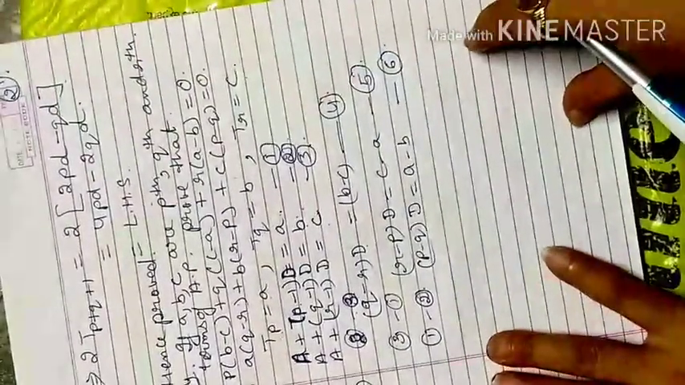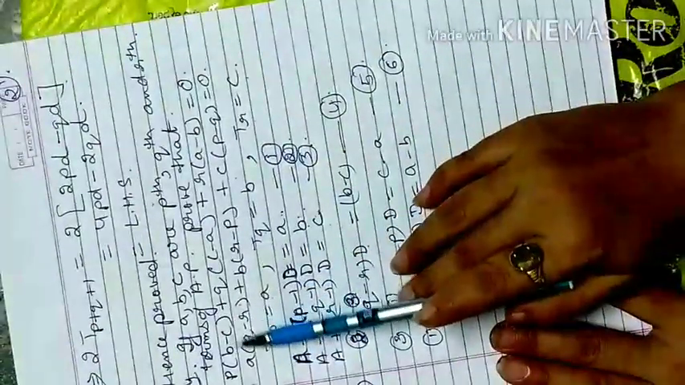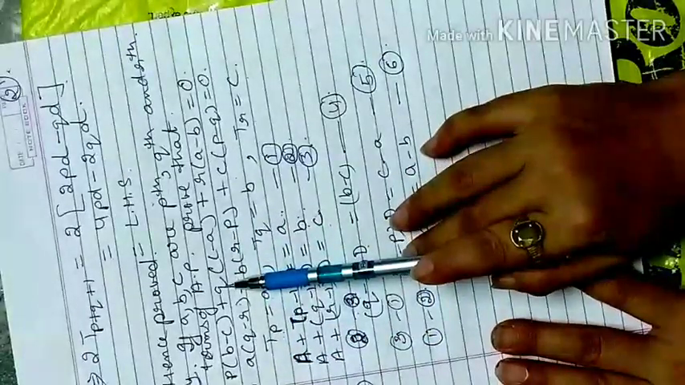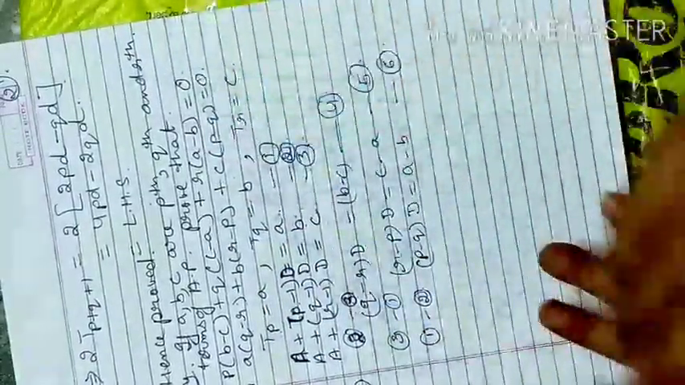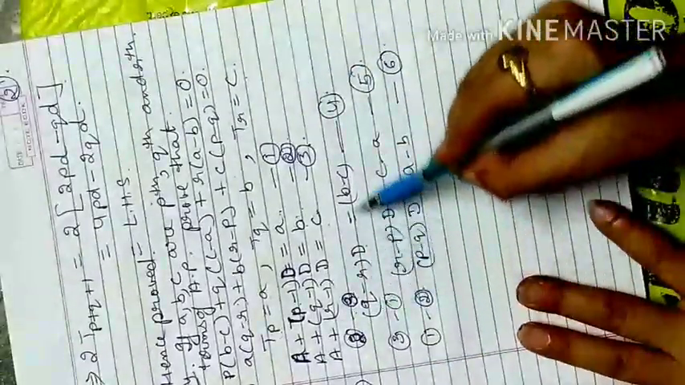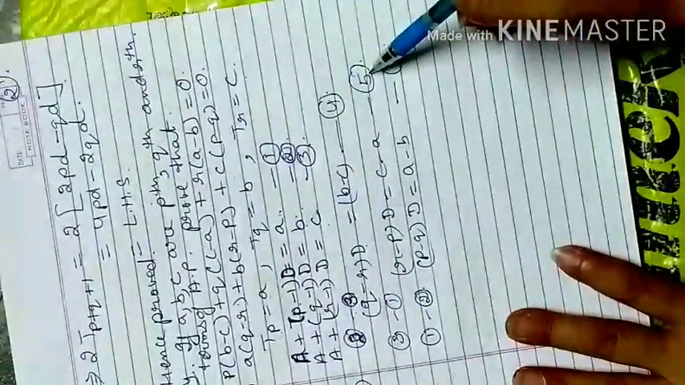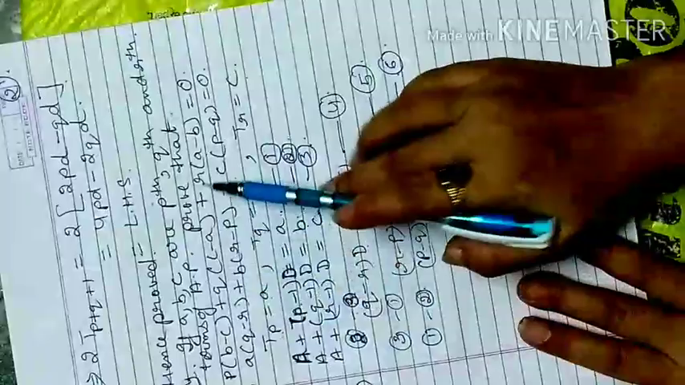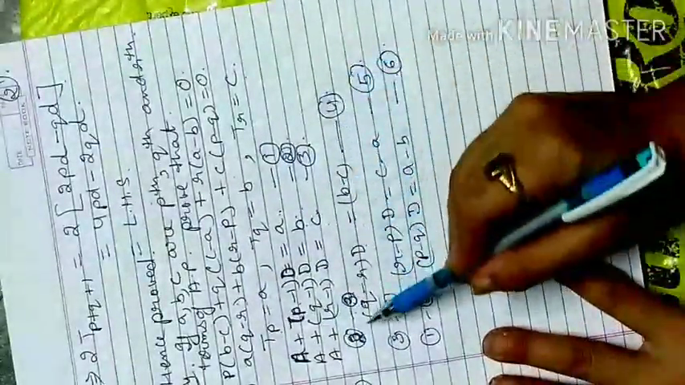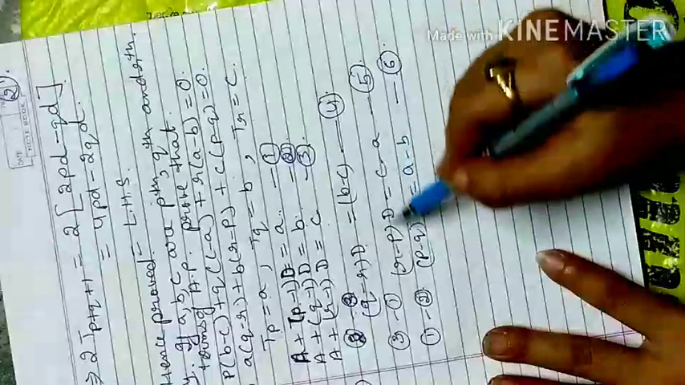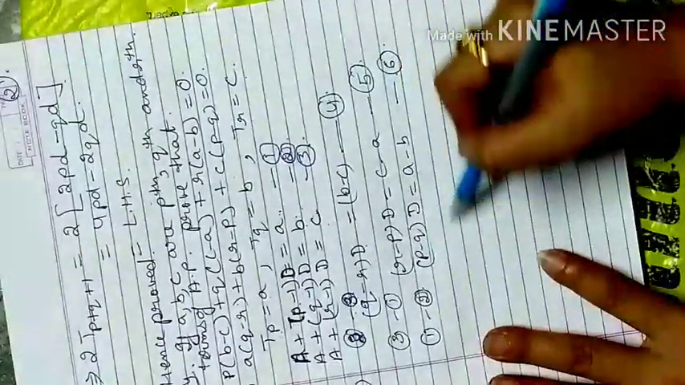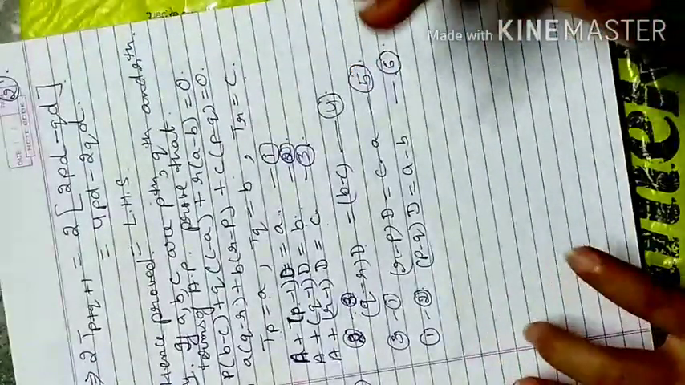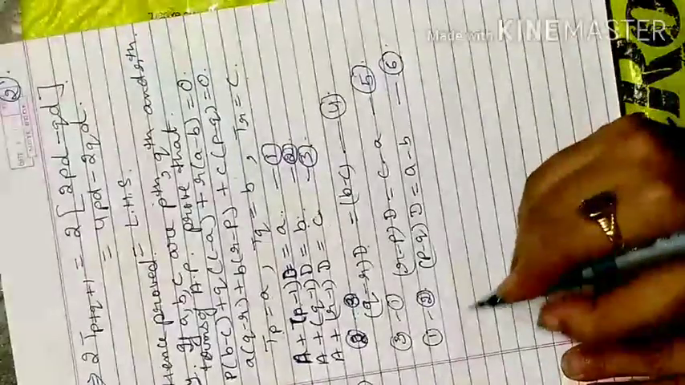Now what I will do next: here b minus c is multiplied by p, c minus a is multiplied by q, and a minus b is multiplied by r. So I will multiply the fourth equation with p, the fifth equation with q, and the sixth equation with r, because that is written according to p, q and r. After multiplying, I add left side with left side, right side with right side.